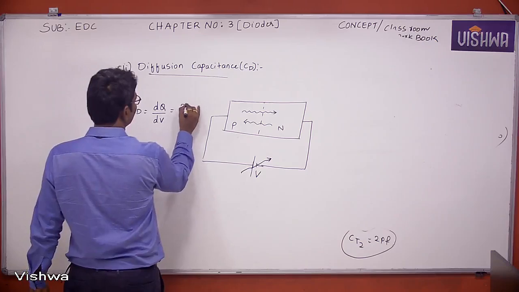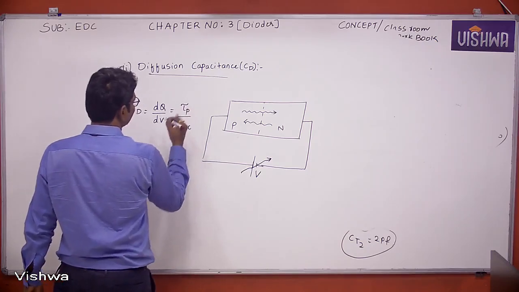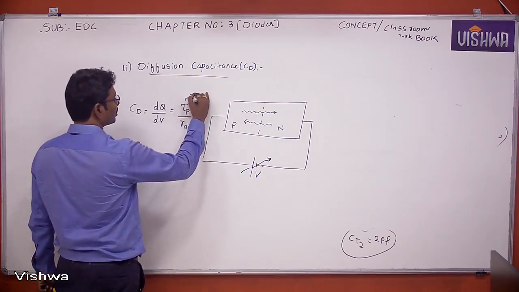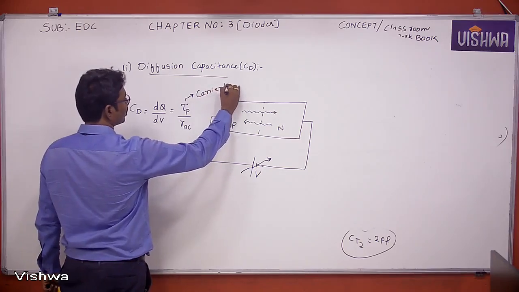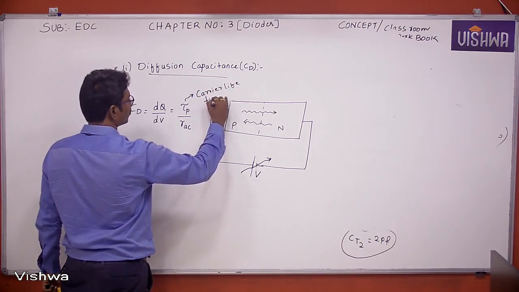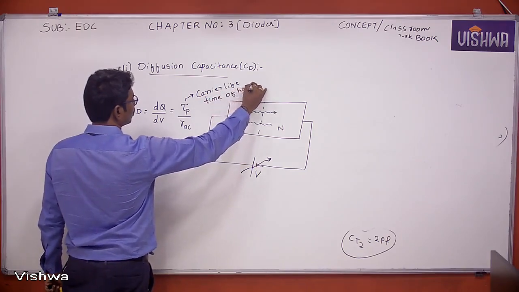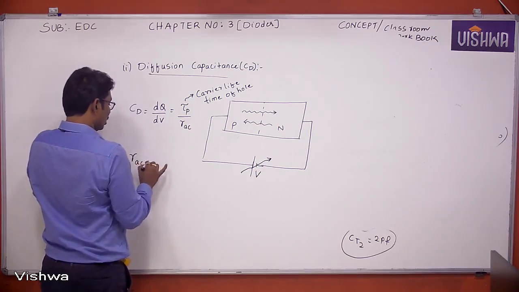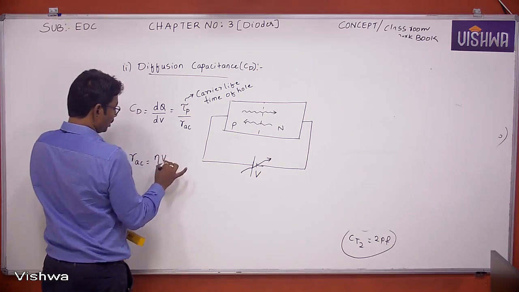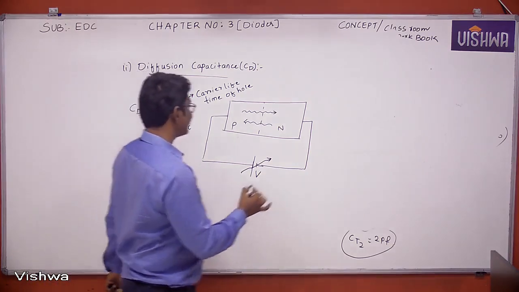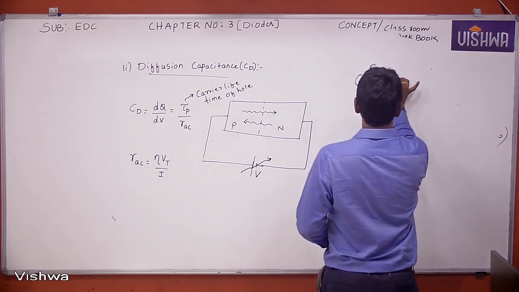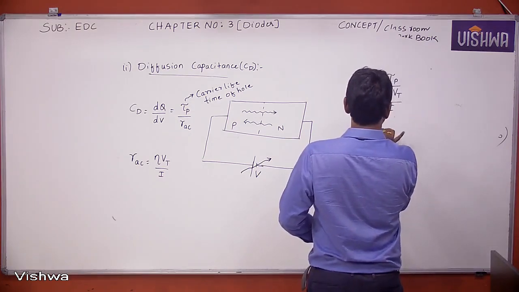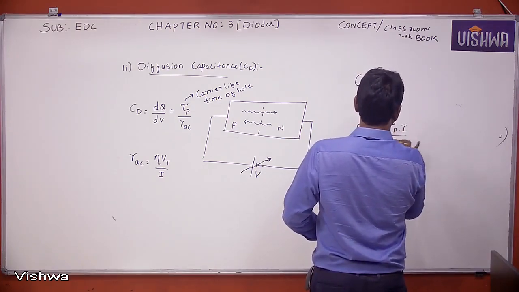Which is equal to tau P by RAC. This is the expression of diffusion capacitance. What is tau P? Tau P is nothing but the carrier lifetime of hole. What is RAC? Dynamic resistance or small signal resistance. Dynamic resistance is nothing but eta into Vt by I, right? Then CD equals tau P by (eta into Vt by I), which is CD equal to tau P into I by eta into Vt.